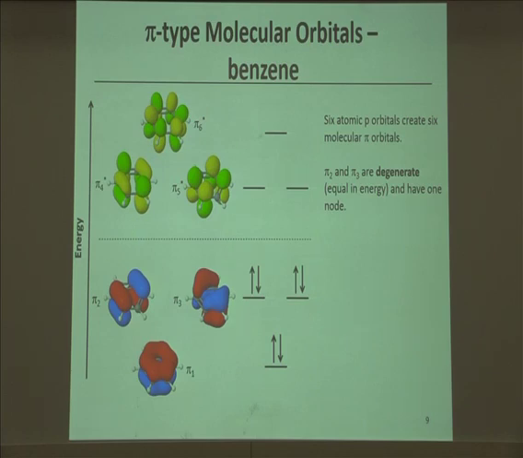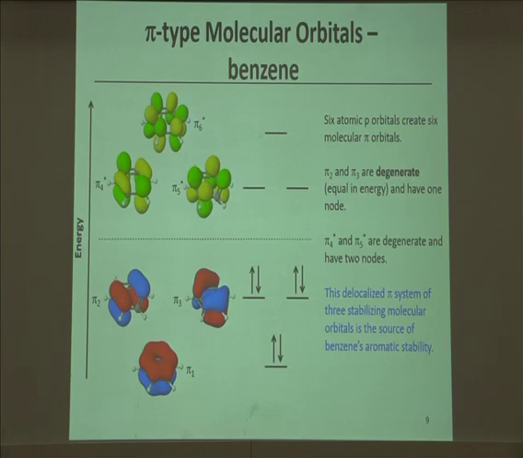The same can be said for pi 4 and pi 5, except they each have two nodes that are perpendicular to one another in each of those molecular orbital depictions. So pi 2 and pi 3 are degenerate, pi 4 and pi 5 are also degenerate. This system of orbitals, not the fact that it has 4n plus 2 pi electrons, is actually the source of benzene's aromatic stability. And in particular, pi 1 is the important orbital.